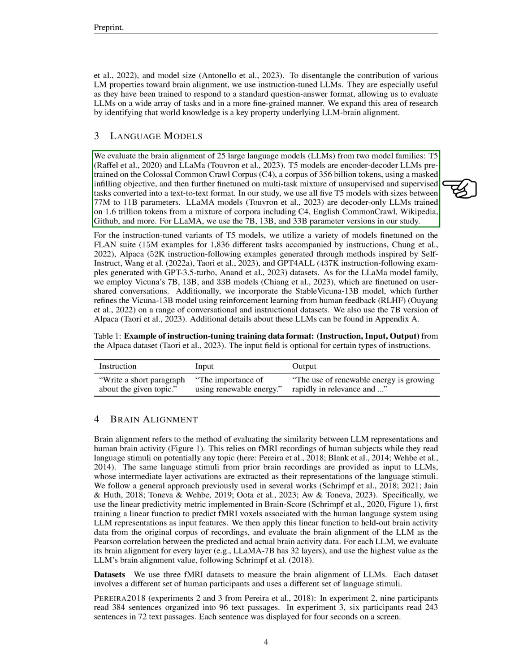Llama models, on the other hand, are trained on a mixture of different datasets, including C4, English Common Crawl, Wikipedia, GitHub, and more. We use 3 versions of the Llama model in our study, with 7 billion, 13 billion, and 33 billion parameters respectively. For the T5 models, we use a variety of versions that have been fine-tuned on different datasets, such as the Flan Suite, Alpaca, and GPT-4-all. For the Llama models, we use versions that have been fine-tuned on user-shared conversations.